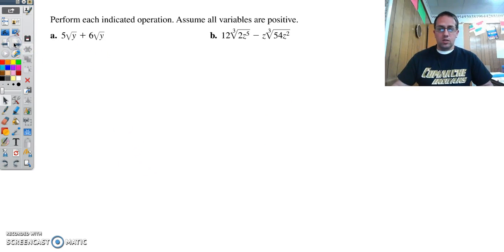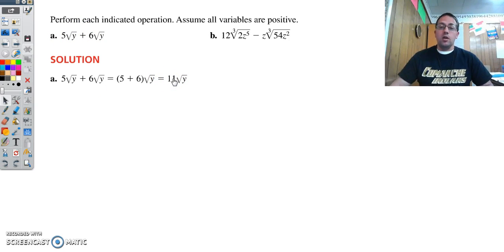All right. Let's take a look here. So now we're going to be adding these, and they're variables. So just like any other variables, you can only combine them if they are like terms. All right. So here I have the square root of y and the square root of y. Those are both the square root of y, so we can combine them. Got 5 square roots of y, 6 square roots of y. You add them up, and that's 11 square roots of y.